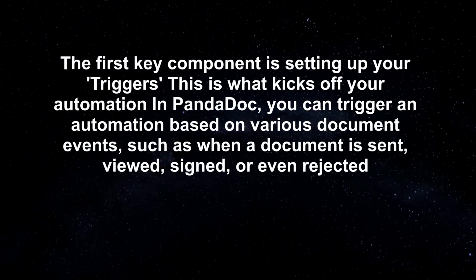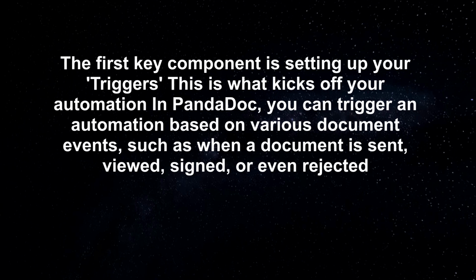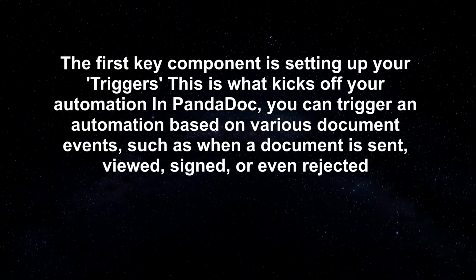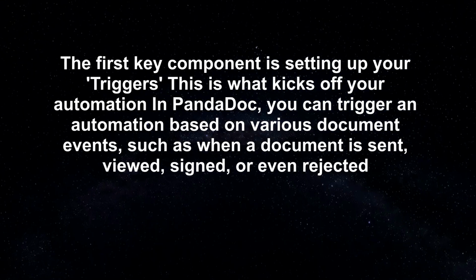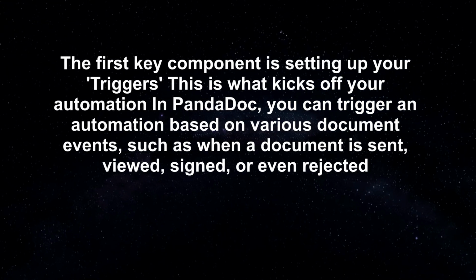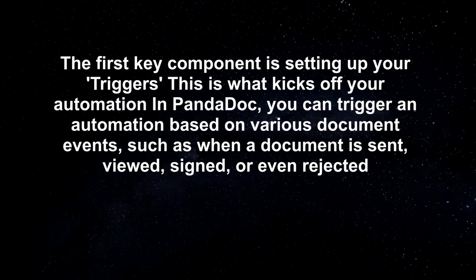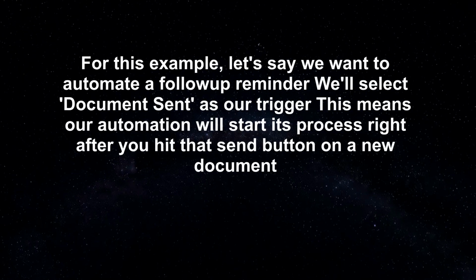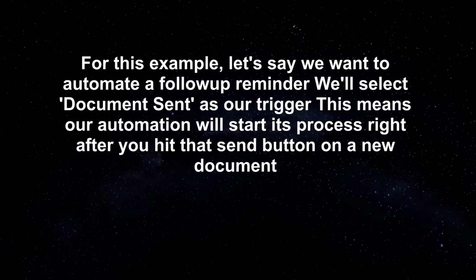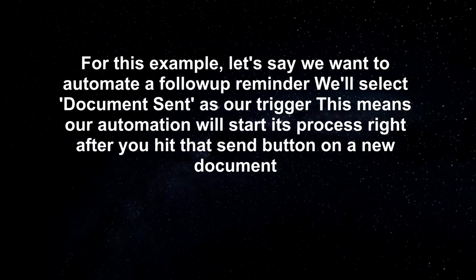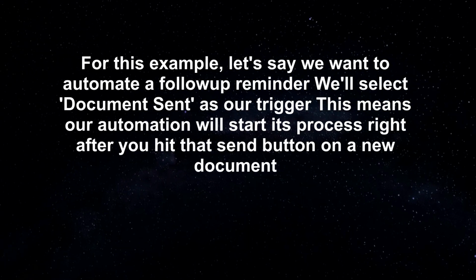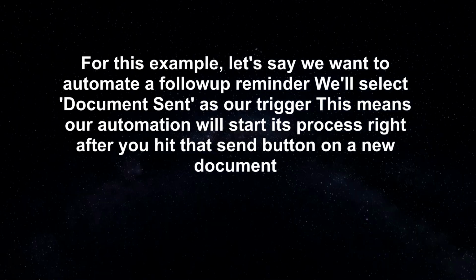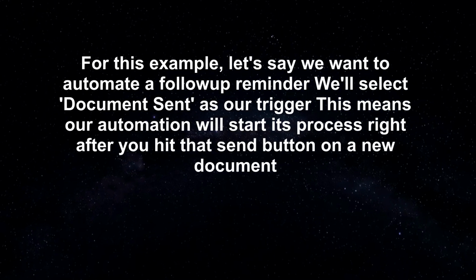The first key component is setting up your triggers. This is what kicks off your automation in Pandadoc. You can trigger an automation based on various document events, such as when a document is sent, viewed, signed, or even rejected. For this example, let's say we want to automate a follow-up reminder. We'll select Document Sent as our trigger. This means our automation will start its process right after you hit that Send button on a new document.